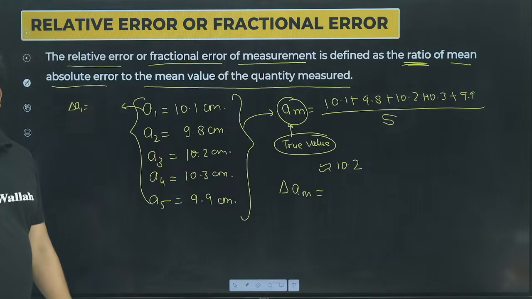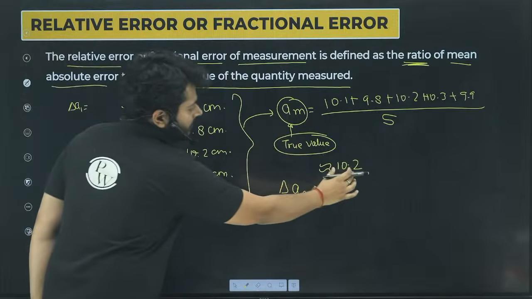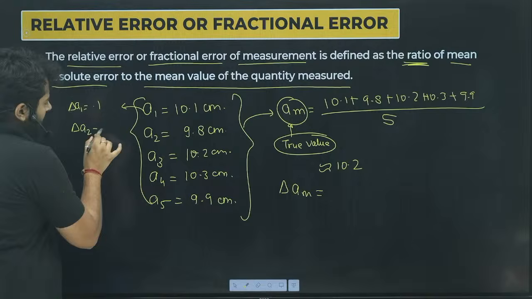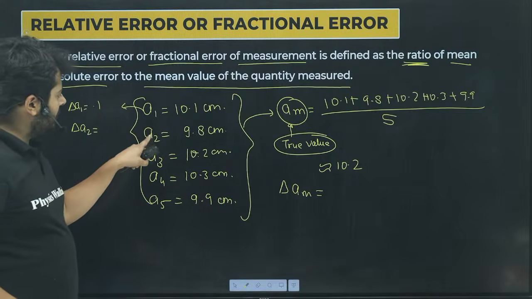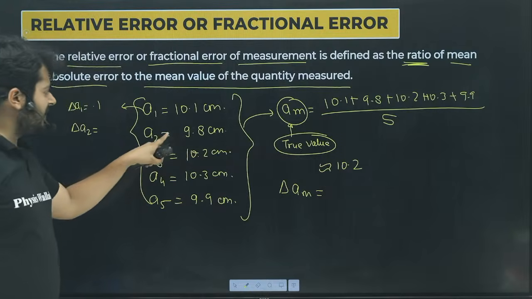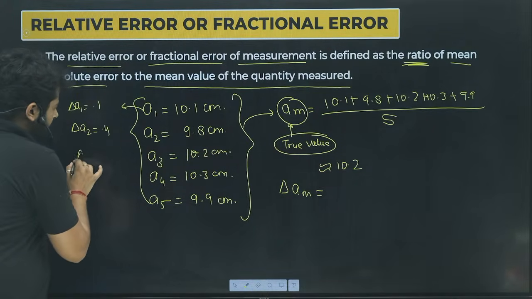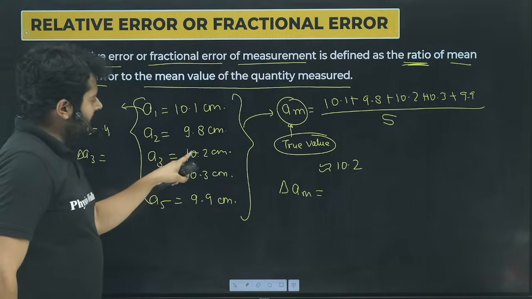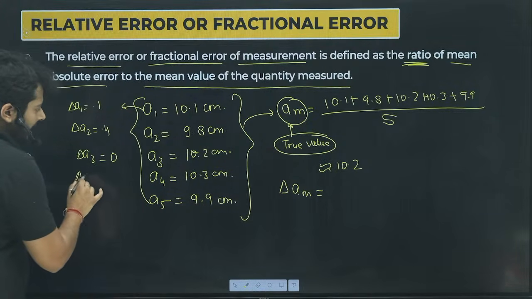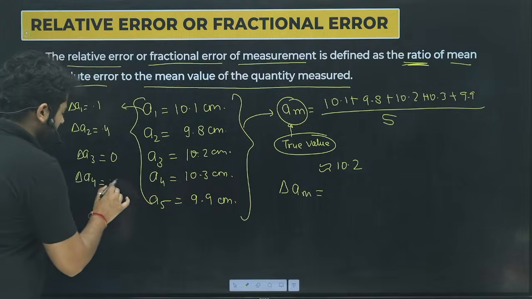Delta A1, the absolute error of the first measurement, is the difference of these two: 10.2 minus 10.1, 0.1. Absolute error of the second measurement, A2 is 9.8, true value is 10.2, so just take the difference: 10.2 and 9.8, 0.4. Absolute error of the third measurement, 10.2 and 10.2, so it is 0. Absolute error of the fourth measurement, 10.3 and 10.2, it is 0.1.